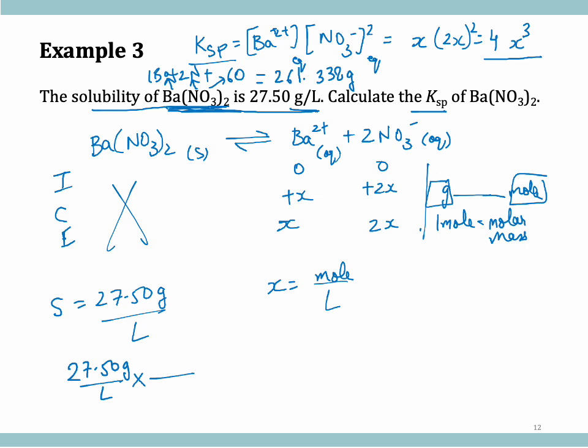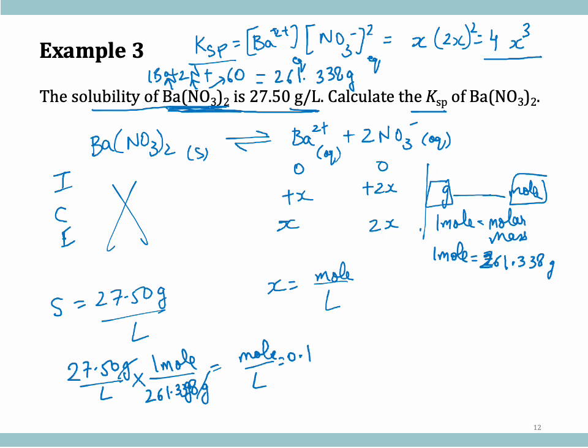I want to convert grams to moles, so the conversion factor is 1 mole is 261.338 grams. So out of the two, which unit goes in the bottom? Because my starting unit is gram, I'll put grams right here, which is 261.338 grams, and 1 mole goes on top. Grams cancel. My answer is in mole per liter. When you solve this, your answer comes out to 0.1052 mole per liter or molar.